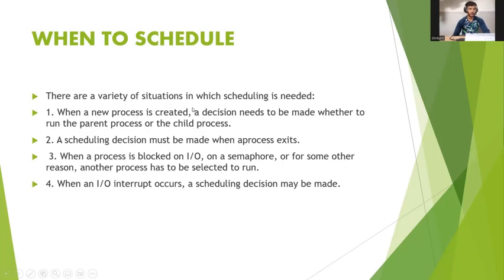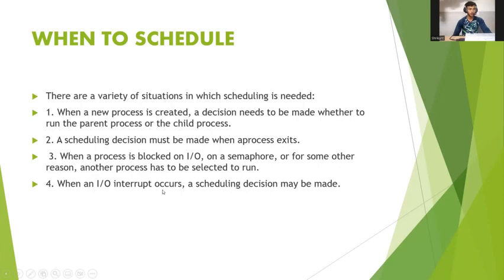There are a variety of situations in which scheduling is needed. First, when a new process is created, a decision needs to be made whether to run the parent process or the child process. Second, a scheduling decision must be made when a process exits. Third, when a process is blocked on input output, on a semaphore, or for some other reason, another process has to be selected to run.